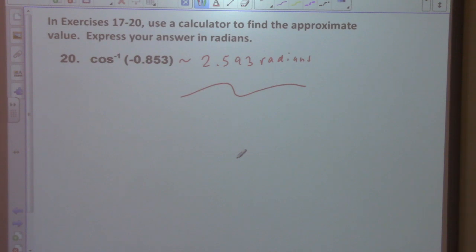Okay, this exercise set is called manipulating special right triangles.